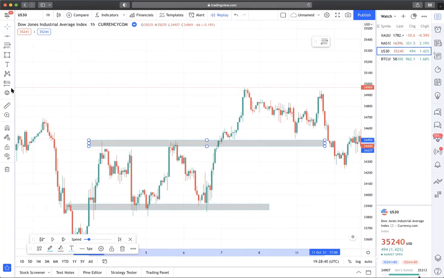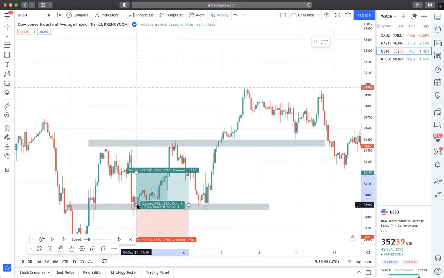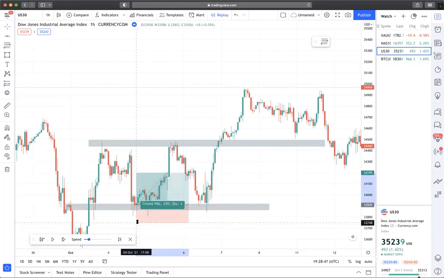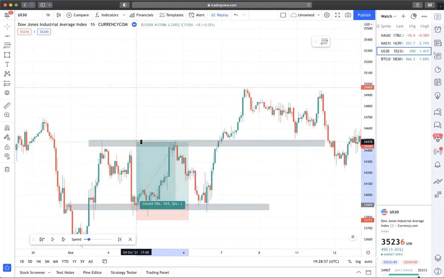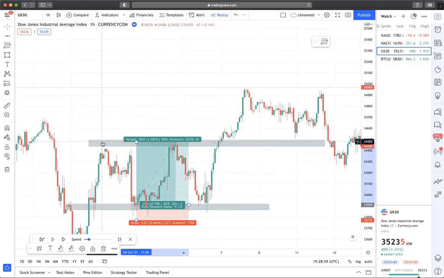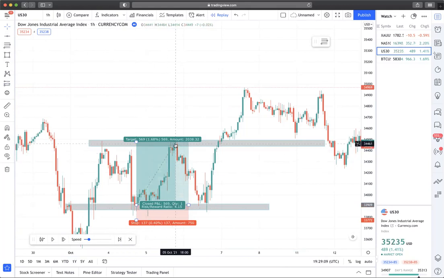So let me show you. I ended up entering here when there was continuous wick rejection, and I put my stop below the previous wick rejection right here. And my take profit was the highest point of the previous wick rejection on the level of resistance. So that was my take profit. And it ended up hitting exactly. I got out somewhere along these lines.